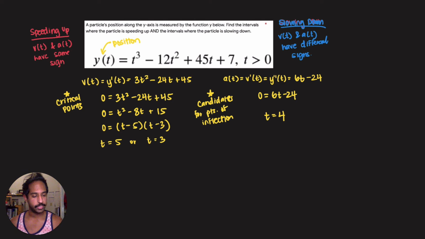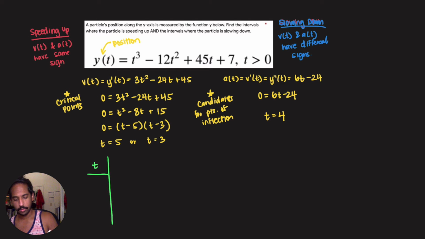The next step that we need to undertake is we need to create our double sign chart here in order to figure out where these things are happening. So we have our function t. We care about the sign of the velocity, and we also care about the sign of the acceleration. And so I'm going to extend these.